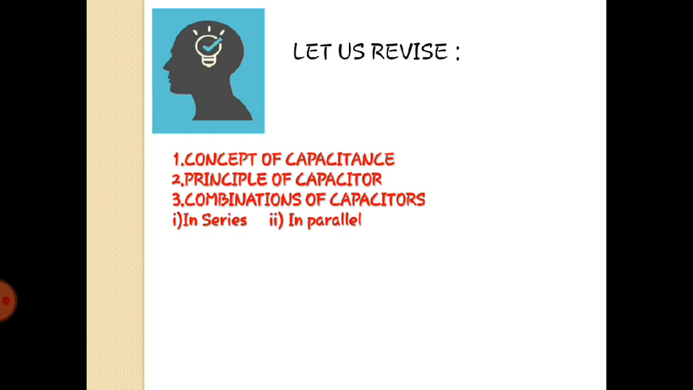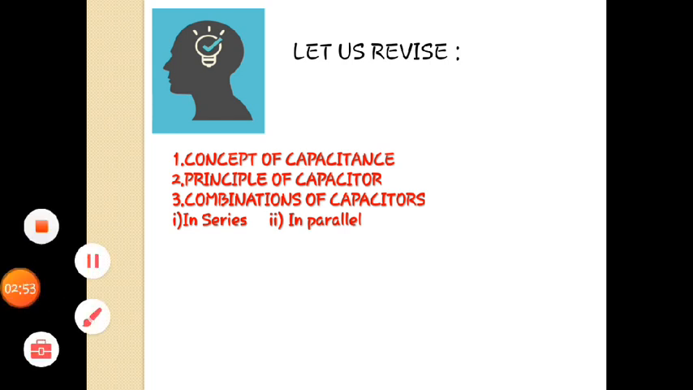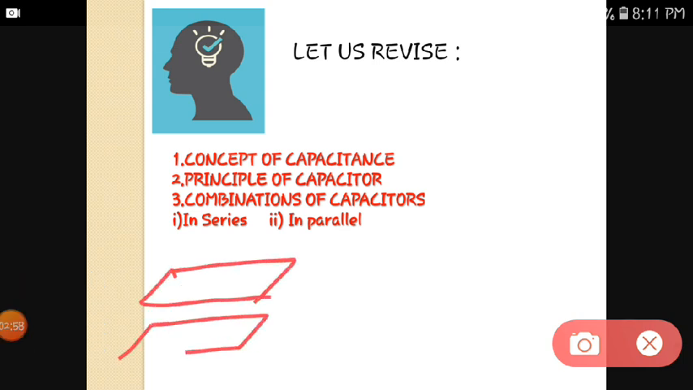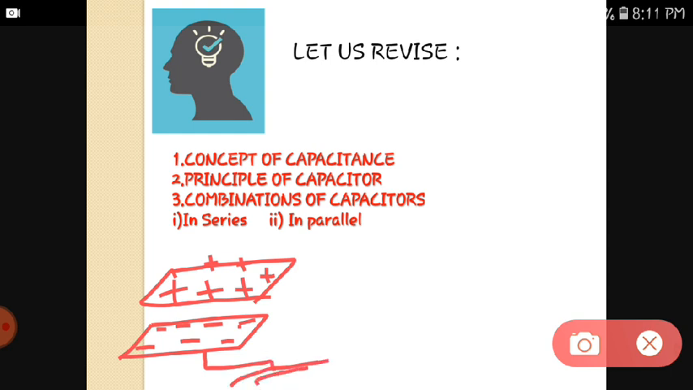There are many types of capacitor, such as the parallel plate capacitor, which can be drawn like this. This is a parallel plate capacitor. One plate has positive charge and another plate has negative charge. The negative charge plate is grounded and there is a dielectric between them. This is a parallel plate capacitor.